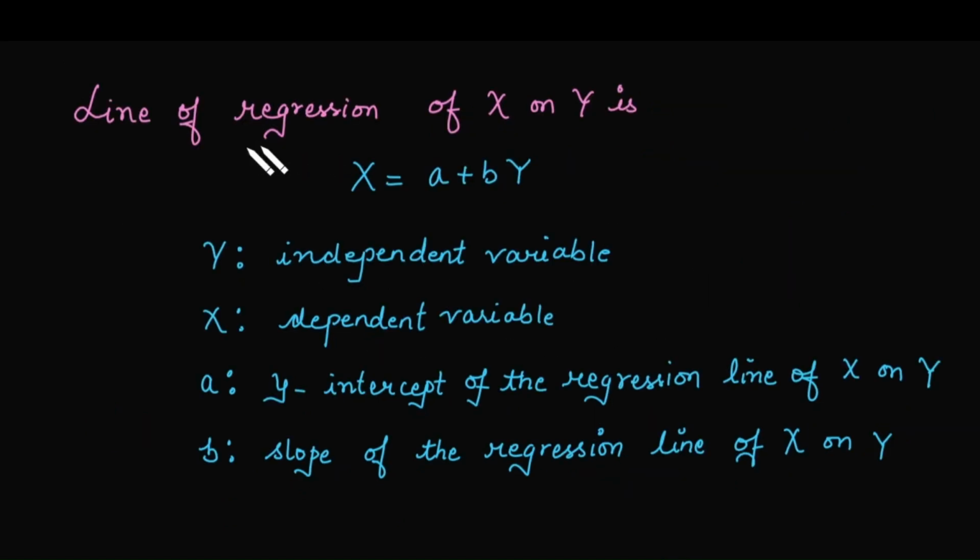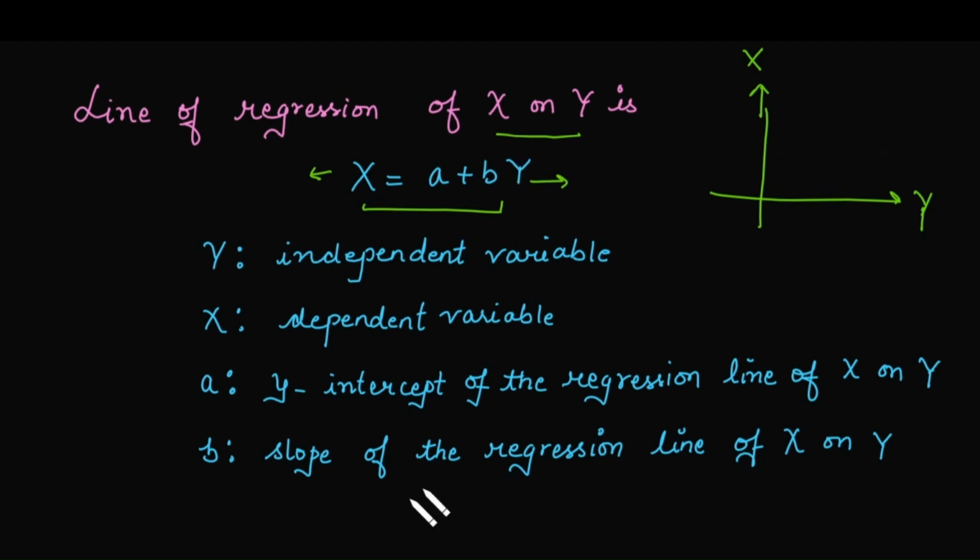Similarly, we can write the line of regression of x on y. In this case, we will treat this as the y-axis and this as the x-axis. And x is written as a plus by, where y is the independent variable and x is the dependent variable. And here b is called the slope of the regression line of x on y, or we can also call it the regression coefficient of x on y.